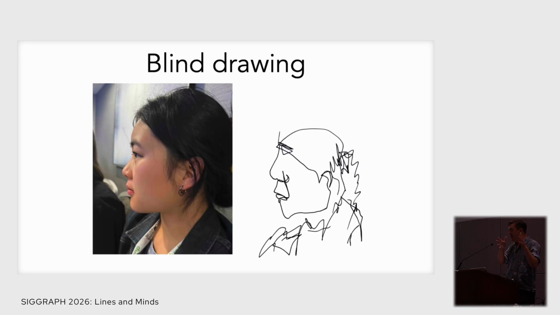Now, you don't just have to look at the source, you have to look at the target. What happens if you don't look at the drawing as you're doing it? Basically, you lose track of where your pen is with respect to everything else you've drawn. You just can't remember that.